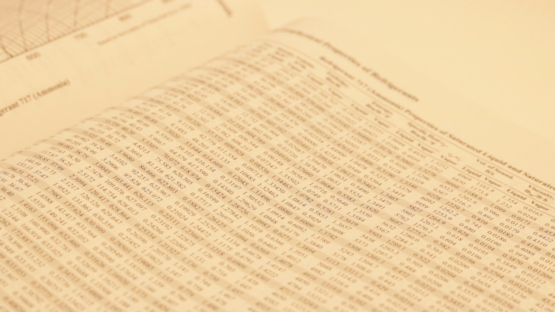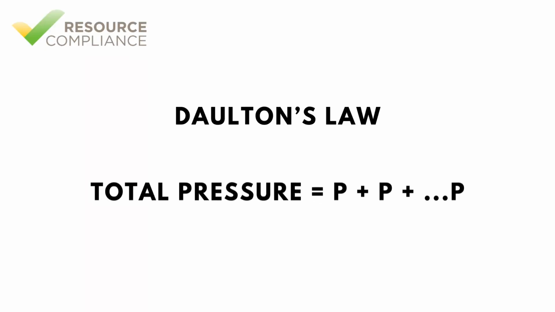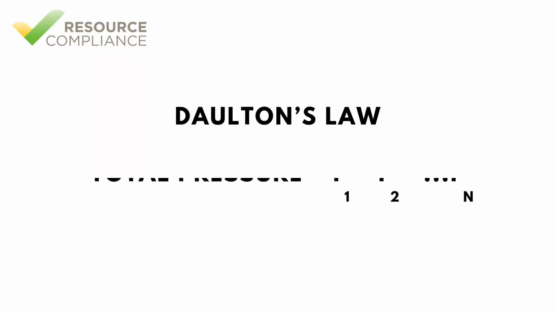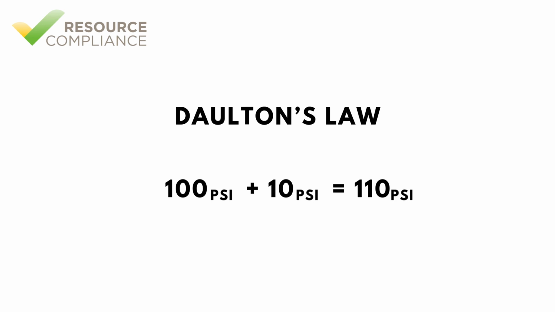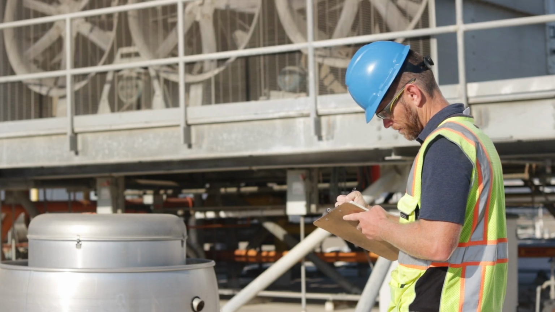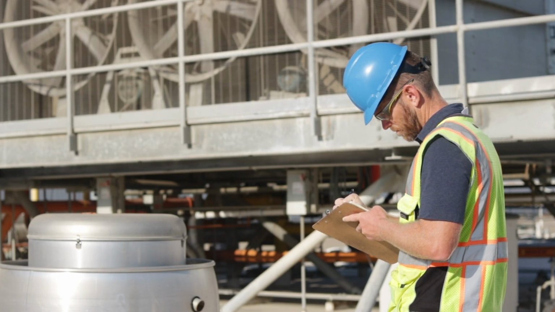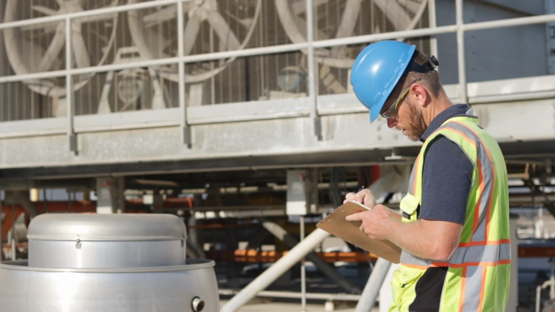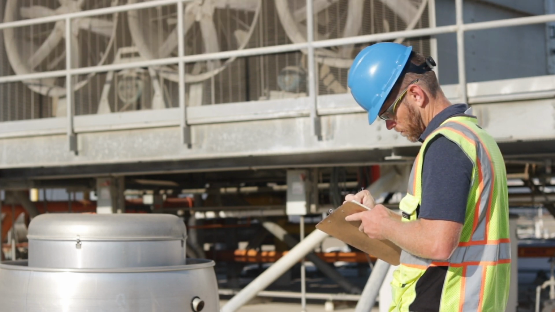The saturation tables can be used to check for the presence of non-condensable gases in a refrigeration system. Dalton's law states that the total pressure is the sum of the partial pressures. This means that if we have 100 psi of ammonia pressure and 10 psi of air pressure, the total pressure will be 110 psi. We can use Dalton's law and the saturation table to identify non-condensable gases at any point in the system where ammonia is saturated.